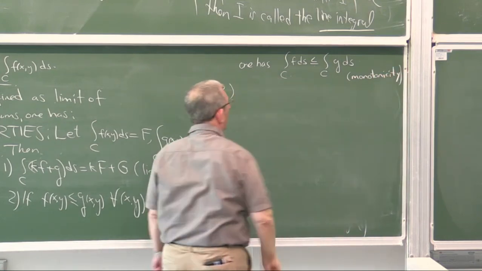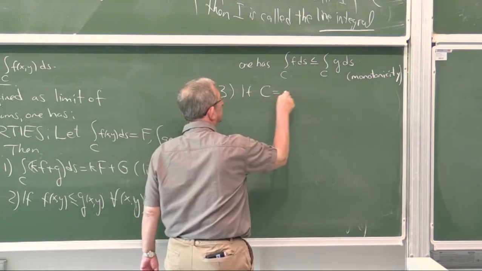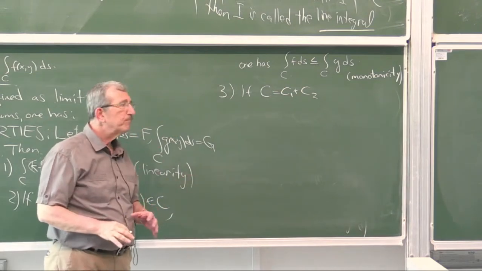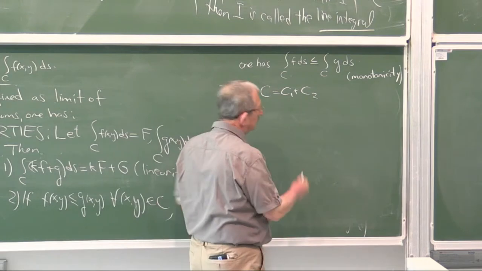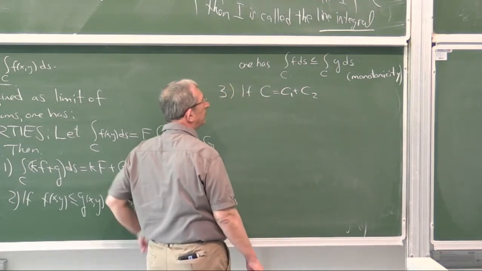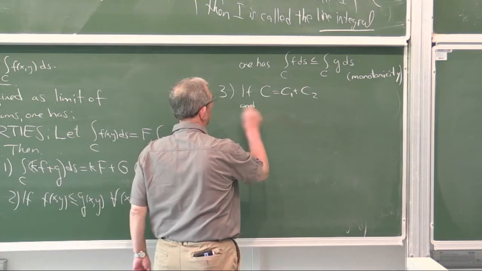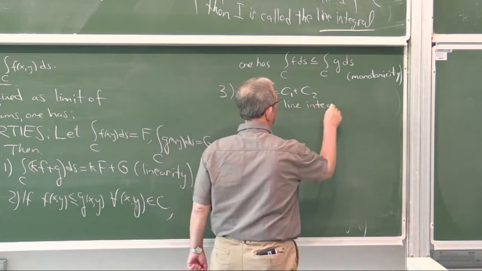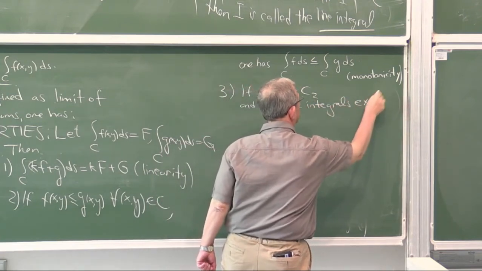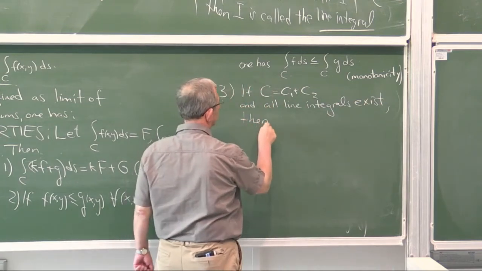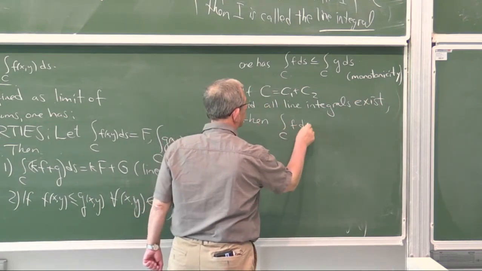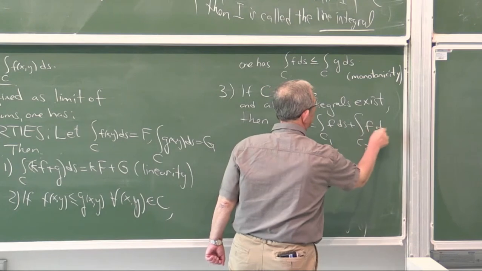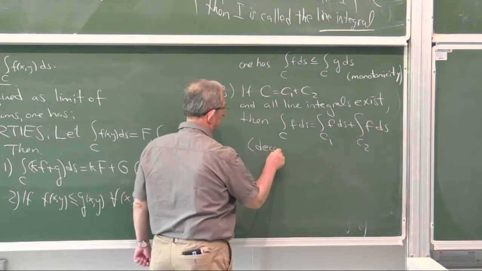And the third basic property: if C is two curves put together, piecewise smooth, etc. We will not go into that at this point. And if all integrals exist, then one has the integral over C of f ds is the integral over C1 of f ds plus the integral over C2 of f ds. That is decomposition.